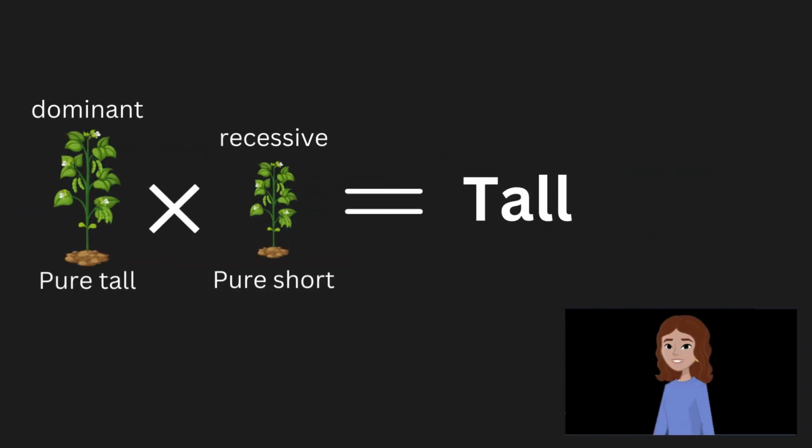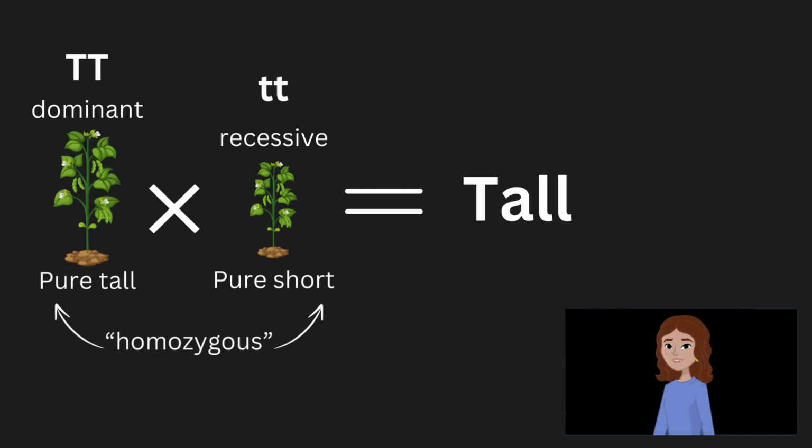Now, in this example, I stated that both the tall and short pea plants were pure. Another word for pure is homozygous. This means that the tall plant is made up of two alleles that code for the tall gene. These alleles will be represented as two big T's because they are dominant. Similarly, the short plant is made up of two alleles that code for the short gene. These alleles will be shown as two little t's because they are recessive.